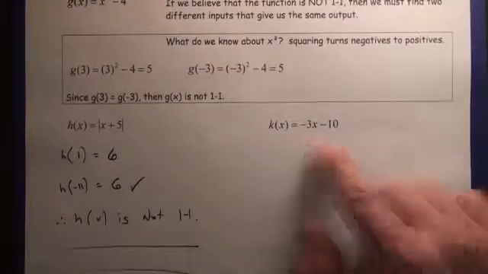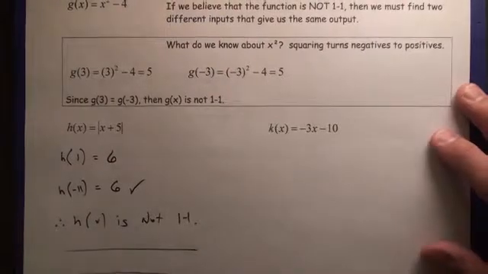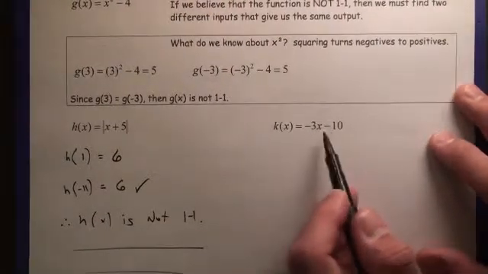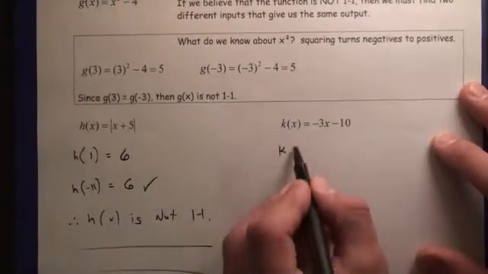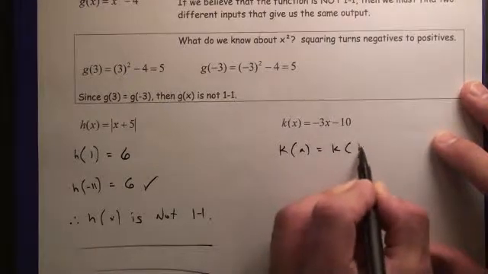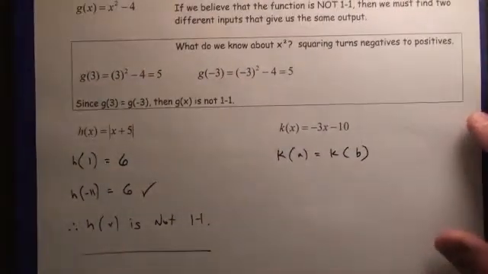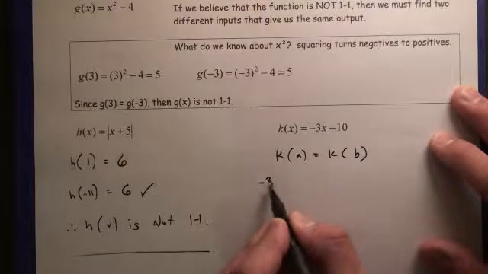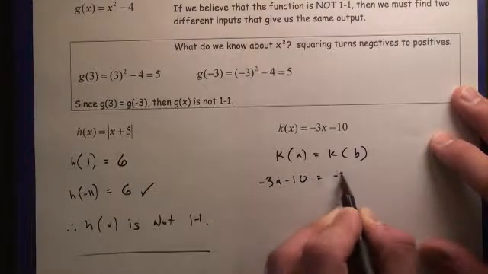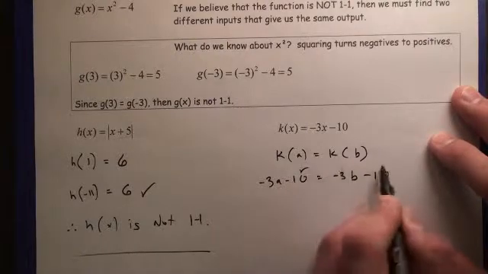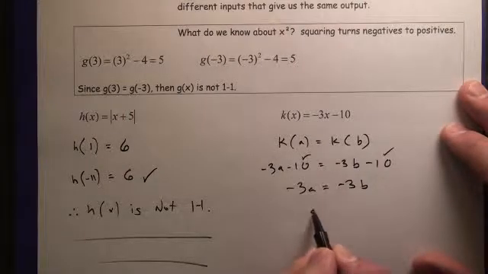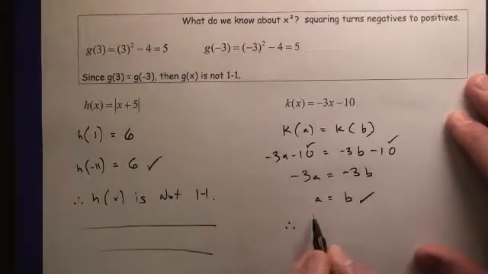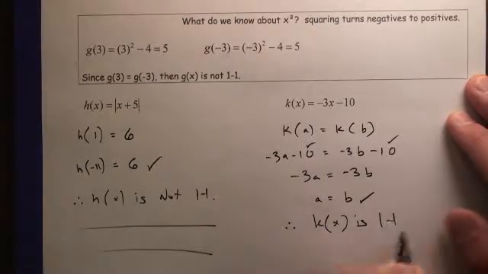Okay? Now, what about a linear equation? Well, a linear equation, you're only going to get one output for each input. It's not like any of the negatives turn positive or anything like that. So let's go ahead and try to show that if k of A equals k of B, then we are hoping to arrive at the conclusion that A equals B. So let's see if that happens. Well, you're going to get negative 3a minus 10 equals negative 3b minus 10. Then you're going to add 10 to both sides and get negative 3a equals negative 3b. Divide both sides by negative 3 and a equals b. Therefore, we can say that k of x is one-to-one.